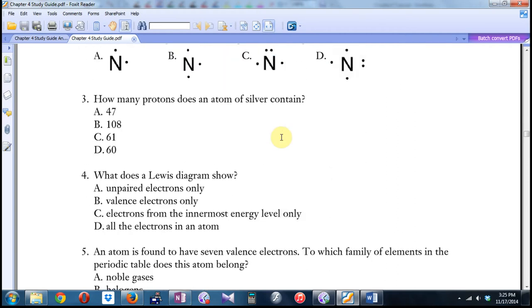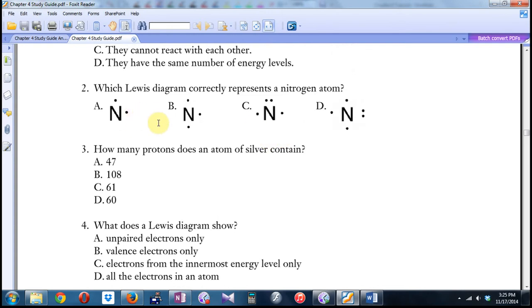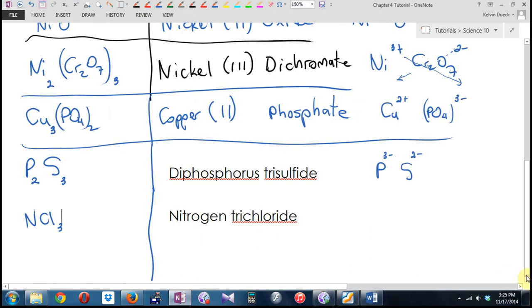Certainly something like number 2, I'm going to give you some kind of a Lewis diagram to identify. What does a Lewis diagram show? The valence shell. So what's the correct answer here for number 2? Better yet, here's how I could ask you this as a multiple choice question.